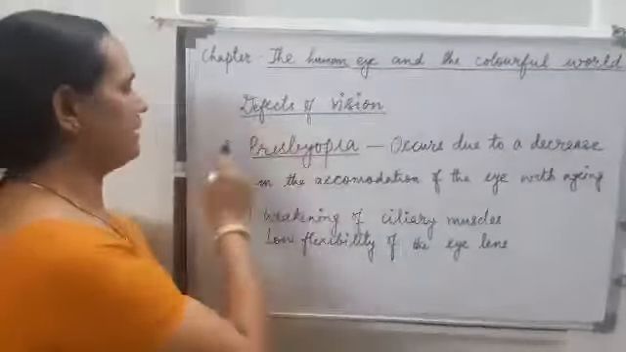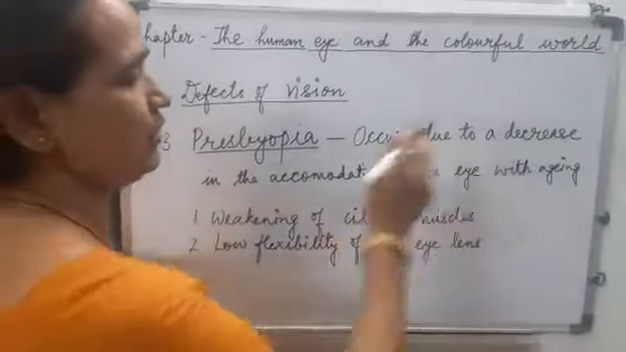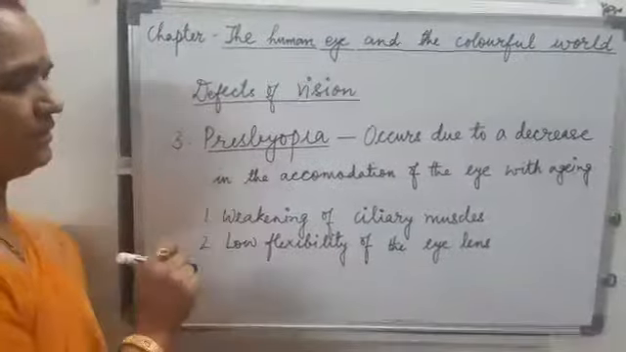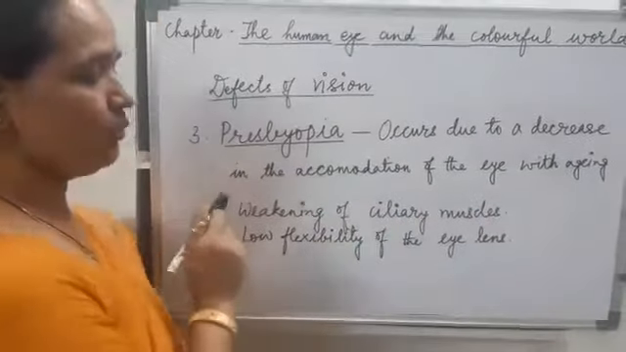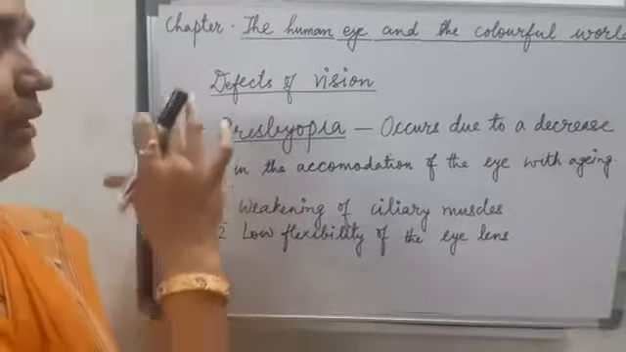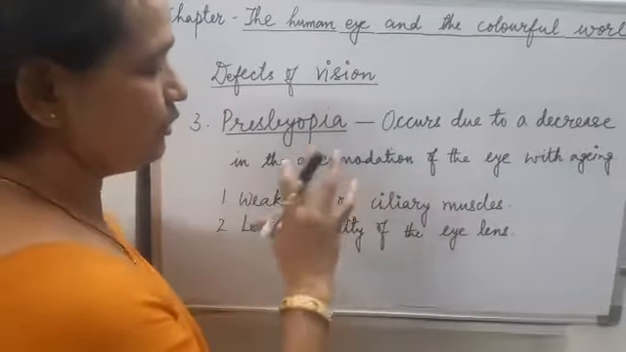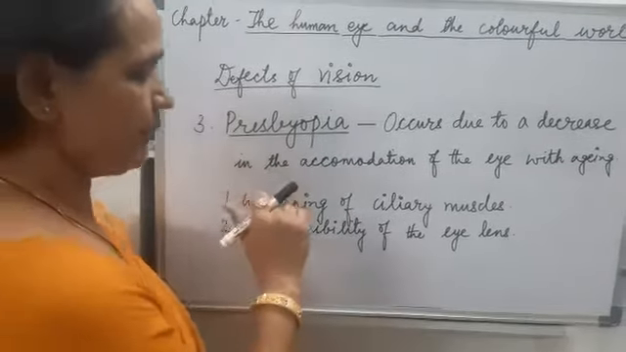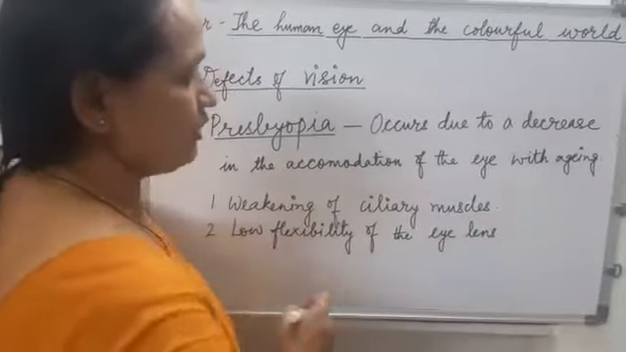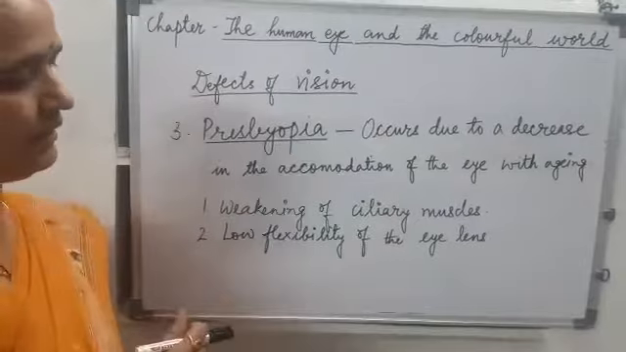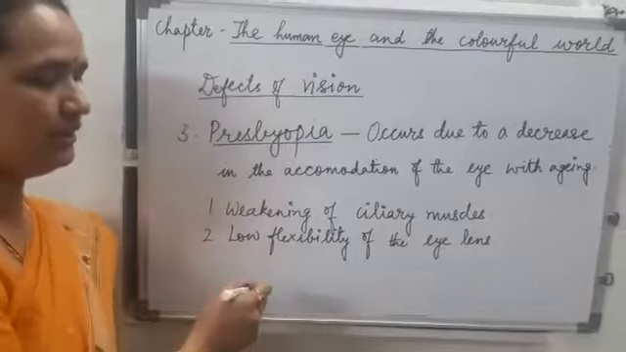Children, our third defect of vision is presbyopia. It occurs due to a decrease in the accommodation of the eye with aging. There are two reasons behind this. First is the weakening of the ciliary muscles, which are holding the eye lens from above and below. Due to the weakening of the ciliary muscles, these are not able to constrict and dilate properly. And the second reason is the low flexibility of the eye lens. Because of this, the focal length of the eye lens is not accommodated according to the vision.